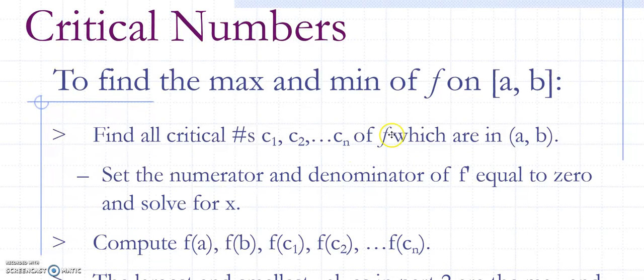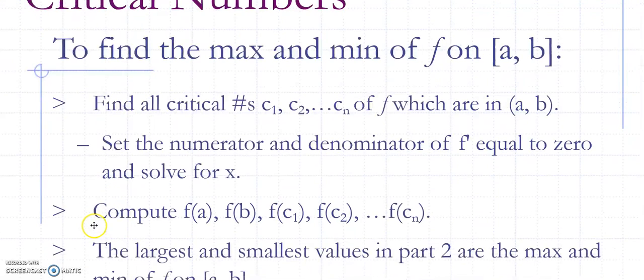Remember, to find the maximum and minimum of a function f on a closed interval [a, b], we need to find all the critical numbers. Critical numbers are these c values. So we have little c1, c2, c3, c4, up to cn, where these are all x values on the open interval (a, b). So to find those, we set the numerator and denominator of the derivative f prime equal to 0 and solve for x.